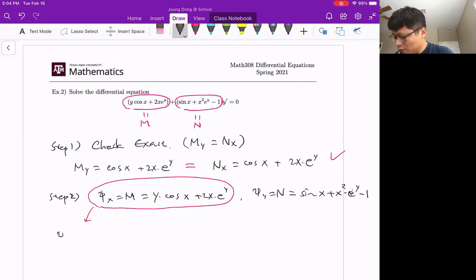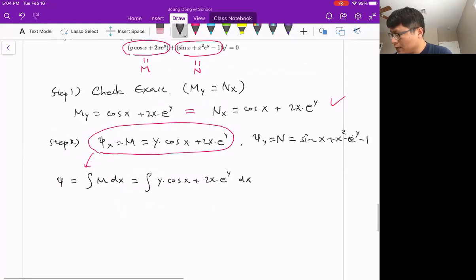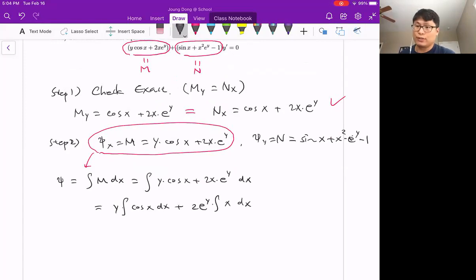right? Here we go. So your psi is the integral of M dx. Then that is equal to the integral of y cosine x plus 2x e to the y dx, right? But don't worry about this one. That is not the crazy one. It looks crazy, but it's not that crazy, okay? Here we go. Because the first one is y times the integral of cosine x dx, right? And the second one is 2 e to the y times the integral of x dx. That's it. Because we can consider y as just a number, right? Because this is an integral for x only, right?